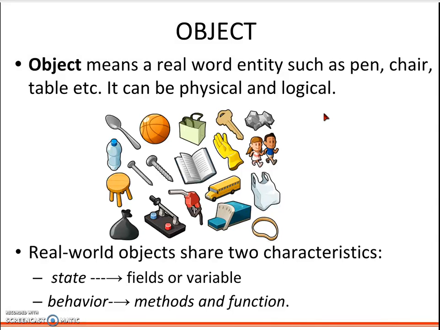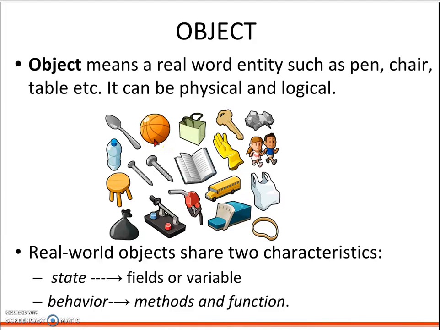All objects have two important characteristics: one is the state and the other is the behavior. State may be called fields or variables, and behavior may be called methods or functions. State, in other words, can be called a property. For example, a ball is an object, and it has some of its own properties: the color of the ball, the shape of the ball, the air capacity of the ball. This is the state of the ball.